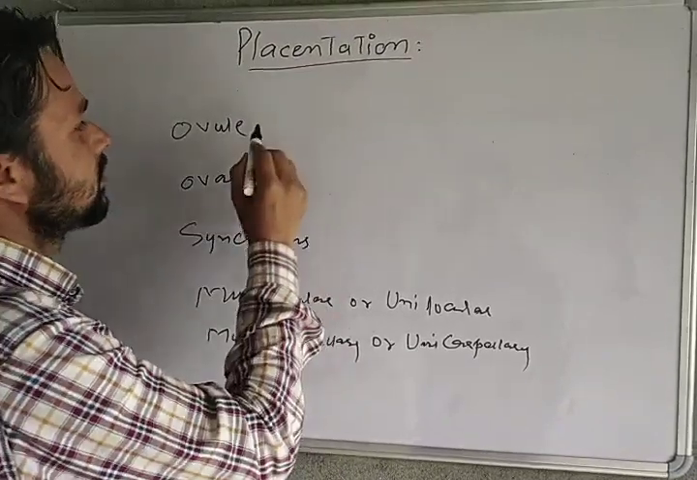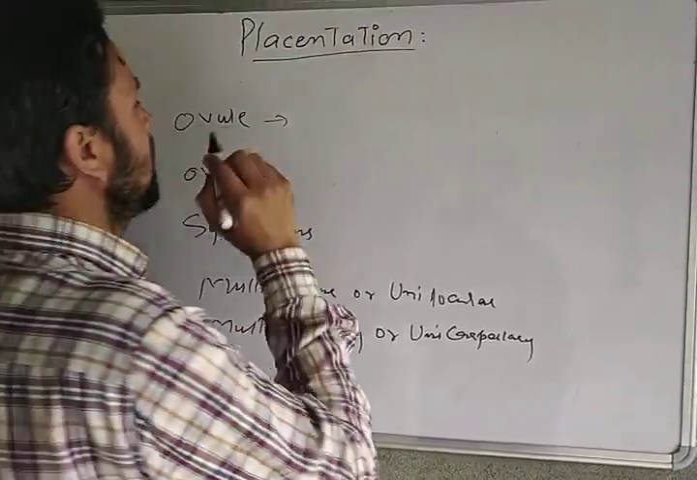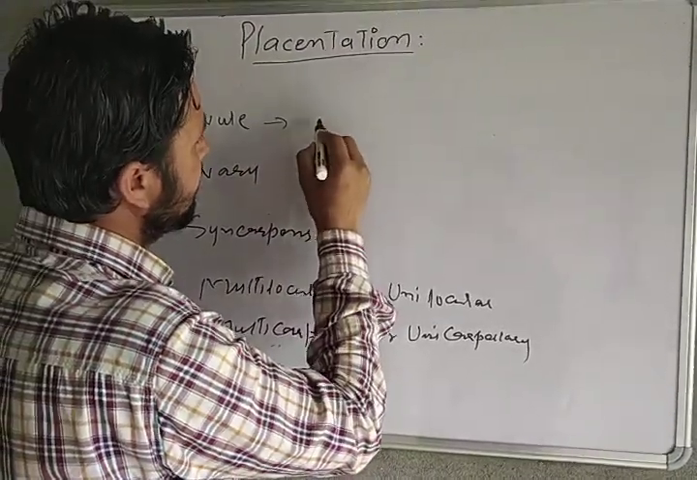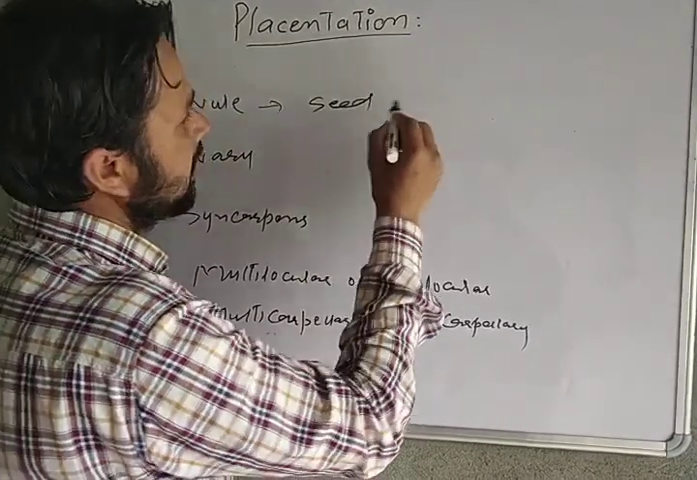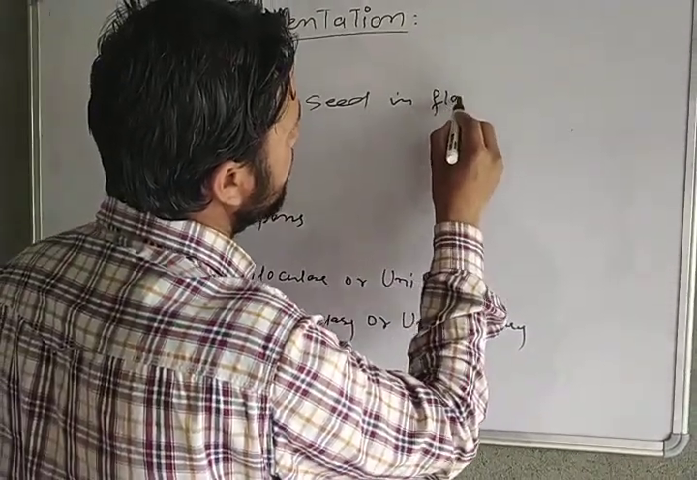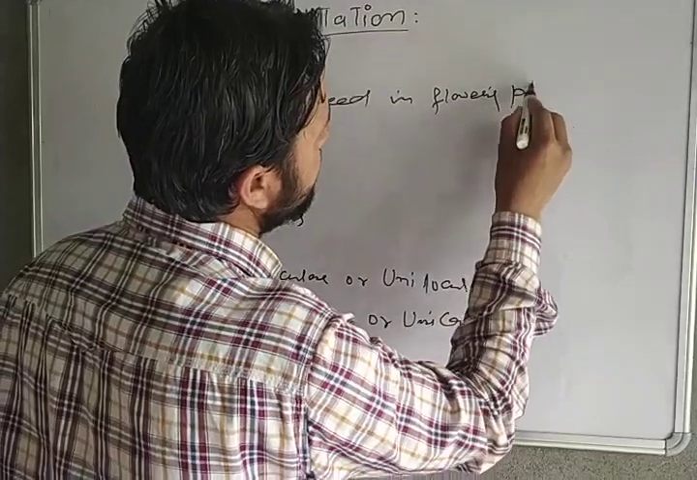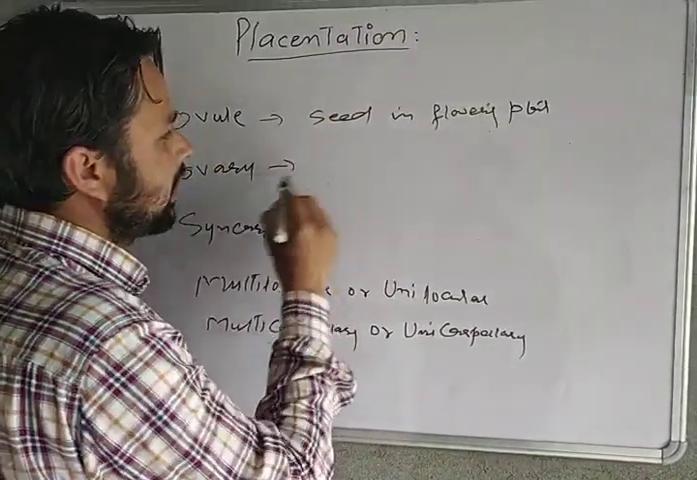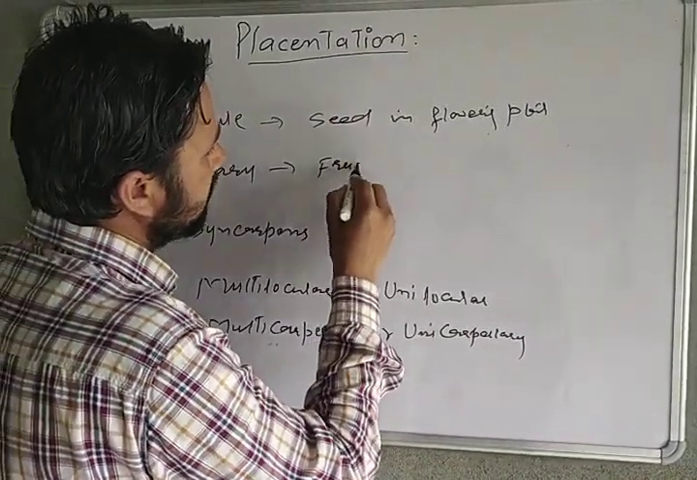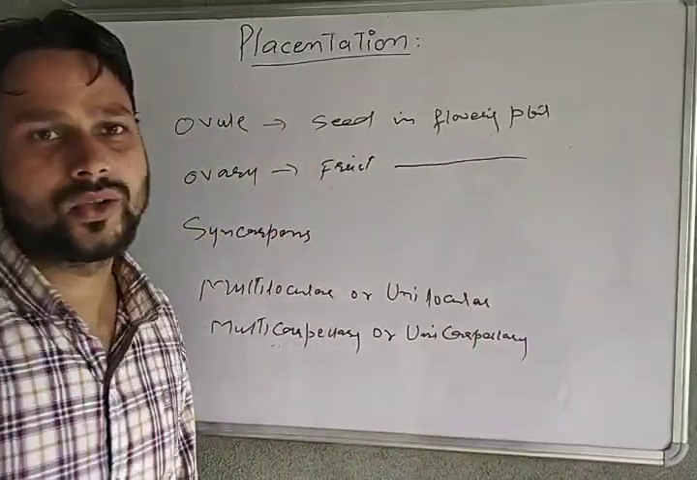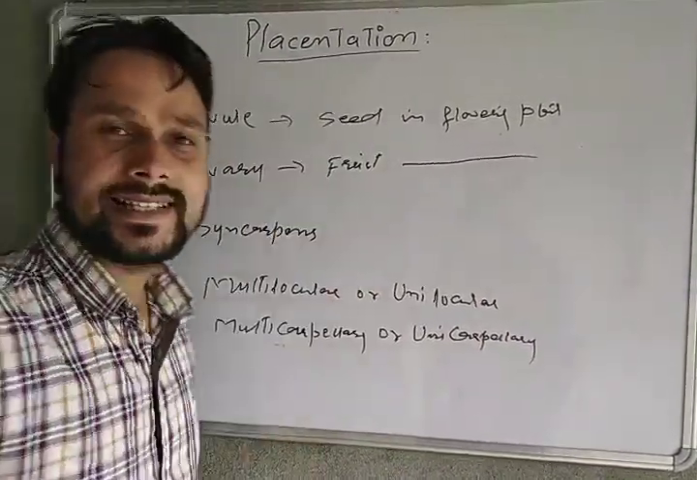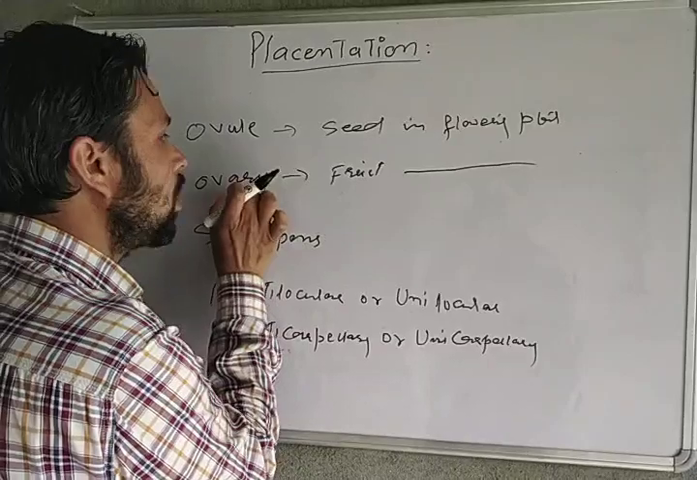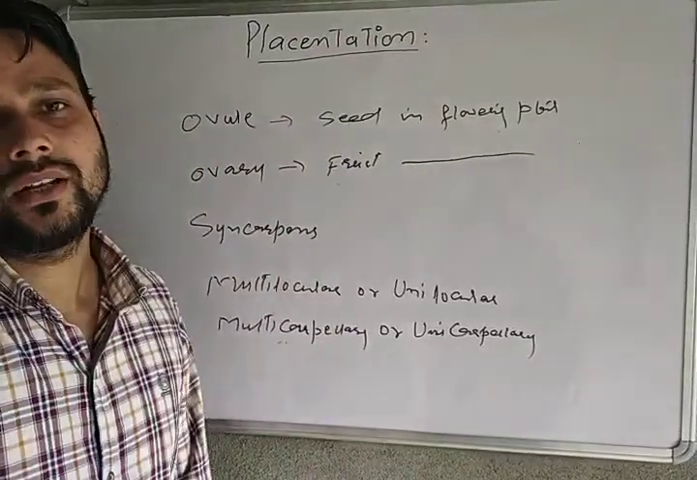What ovule is? You all know ovule is basically the seed in flowering plants, and ovary is the fruit in flowering plants. This ovule represents seeds in flowering plants, and this ovary represents fruit in flowering plants.